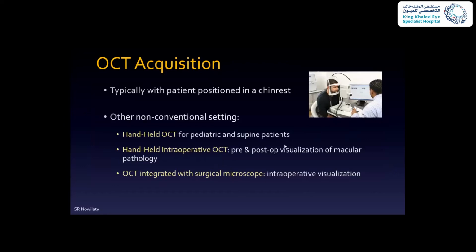If you have supine patients or children, for instance, you can have intraoperative OCT that can also be handheld, used during the OR or just before the operation, before and after, if you want to look at the macular pathology in more detail. But nowadays we can also have OCT integrated with the surgical microscopes that can help the surgeon while they're doing surgery to visualize what they're peeling and at what depth their instruments are.